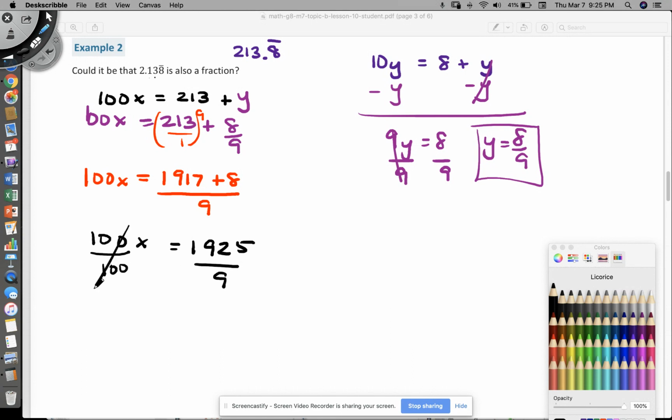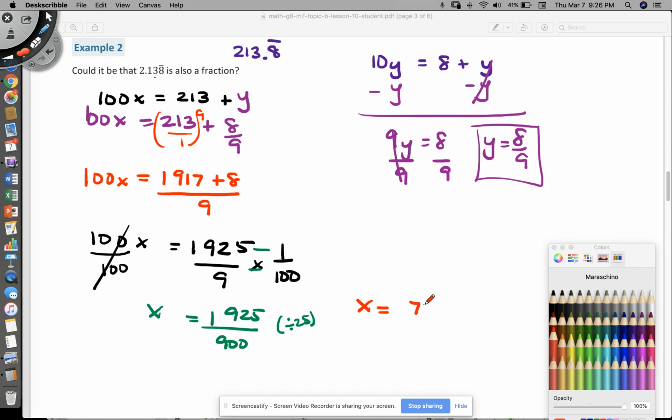And as you know, when we divide and we're dealing with fractions, you actually multiply by its reciprocal, its flip. So I'm going to flip that to 1 over 100. And I'm just going to go ahead and multiply straight across, leaving me with x equals 1,925 over 900. Now, I know that 25 can go into both of these to simplify this fraction down, leaving me with my final answer of x equals 77 over 36.